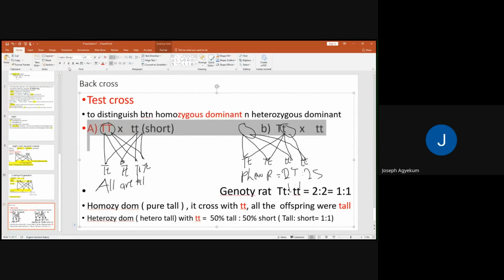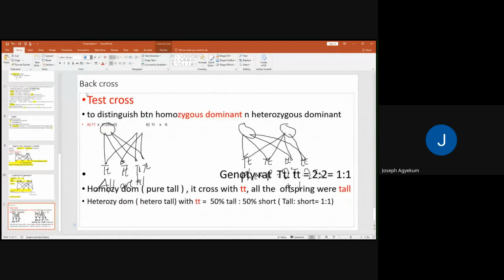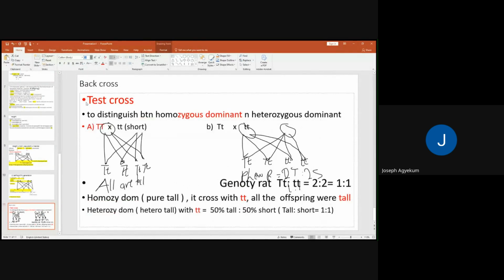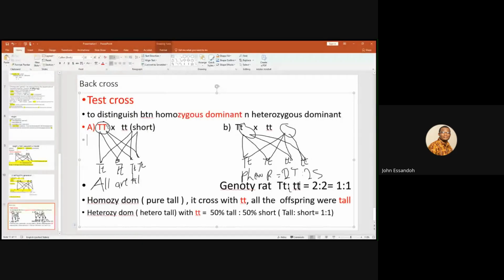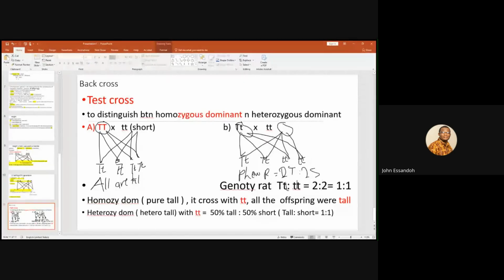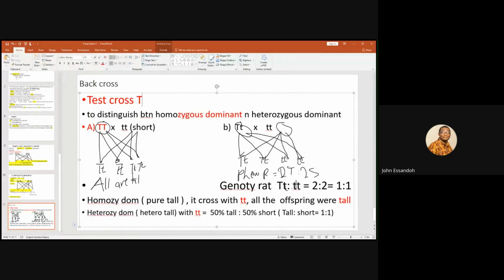Doc, let me come in here. You see, the phenotype is the physical appearance of that organism. So if I give you this, all these ones, they are all tall. This is tall as well. So I want to distinguish between this and this.